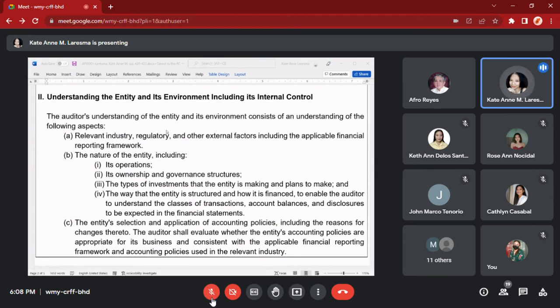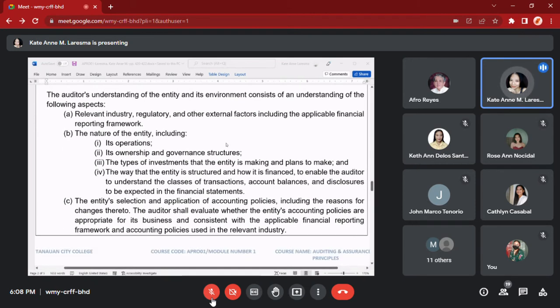Dito naman po sa regulatory factors, ano ba ang accounting principles and practices na kailangan gamitin. Kasama na din po dito yung legislation, taxation, government policies, at di pwedeng kalimutan ang environmental requirements. Then dito naman po sa other external factors, kasama dito yung general economic condition ng bansa. Like inflation rate, interest rates, yan, ganun.